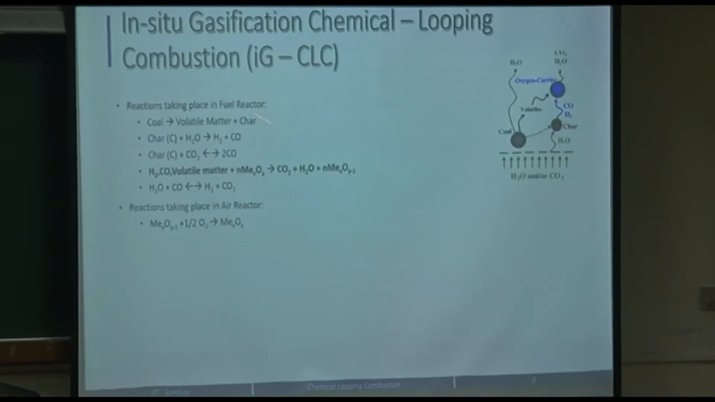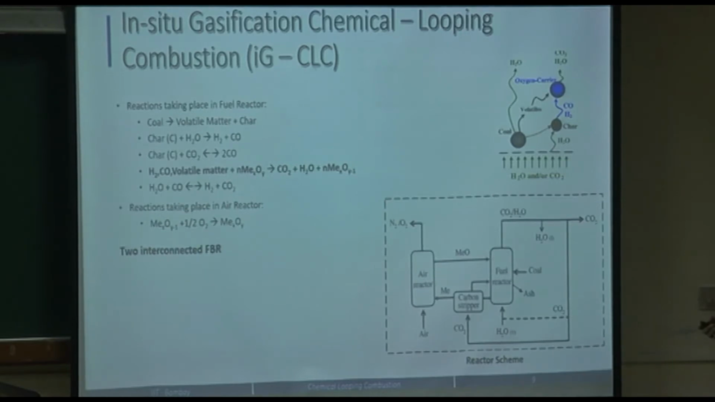So these are the reactions that take place in the in situ gasification chemical looping. Coal first devolatilizes to generate volatiles and char, and the volatiles react with the oxygen carrier to produce CO2 and H2O. So these are the reactions taking place in the fuel reactor, and when it comes to the air reactor, this is the regeneration of the metal oxides. This is a typical reactor scheme for the IGCLC, wherein we feed coal to the fuel reactor, and then the used metal oxides go to the air reactor, they are regenerated, and again they are fed back to the fuel reactor. So this is the chemical loop which takes place here.